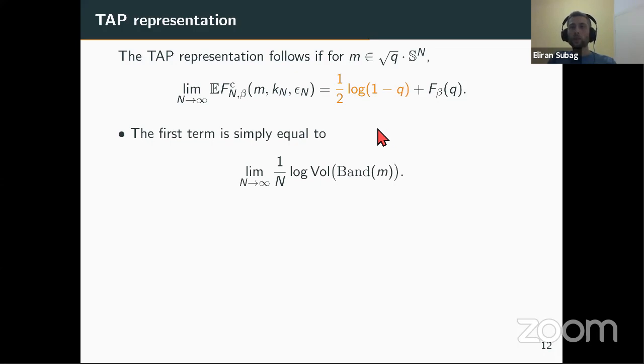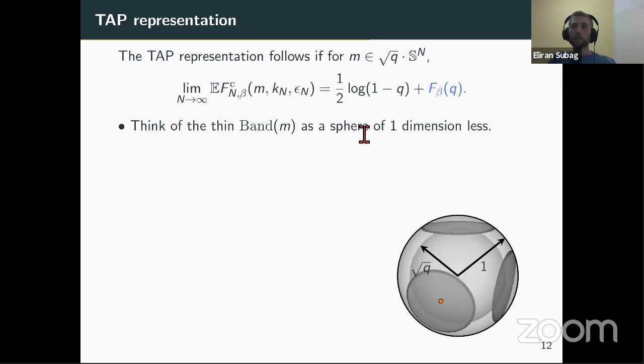The first one is quite easy to understand. We're working with points on the sphere of radius square root of q. Take an arbitrary such point and look at 1/n log of the volume of the band, and take the limit. This is what you get, this logarithmic term. So this is just an entropy term.